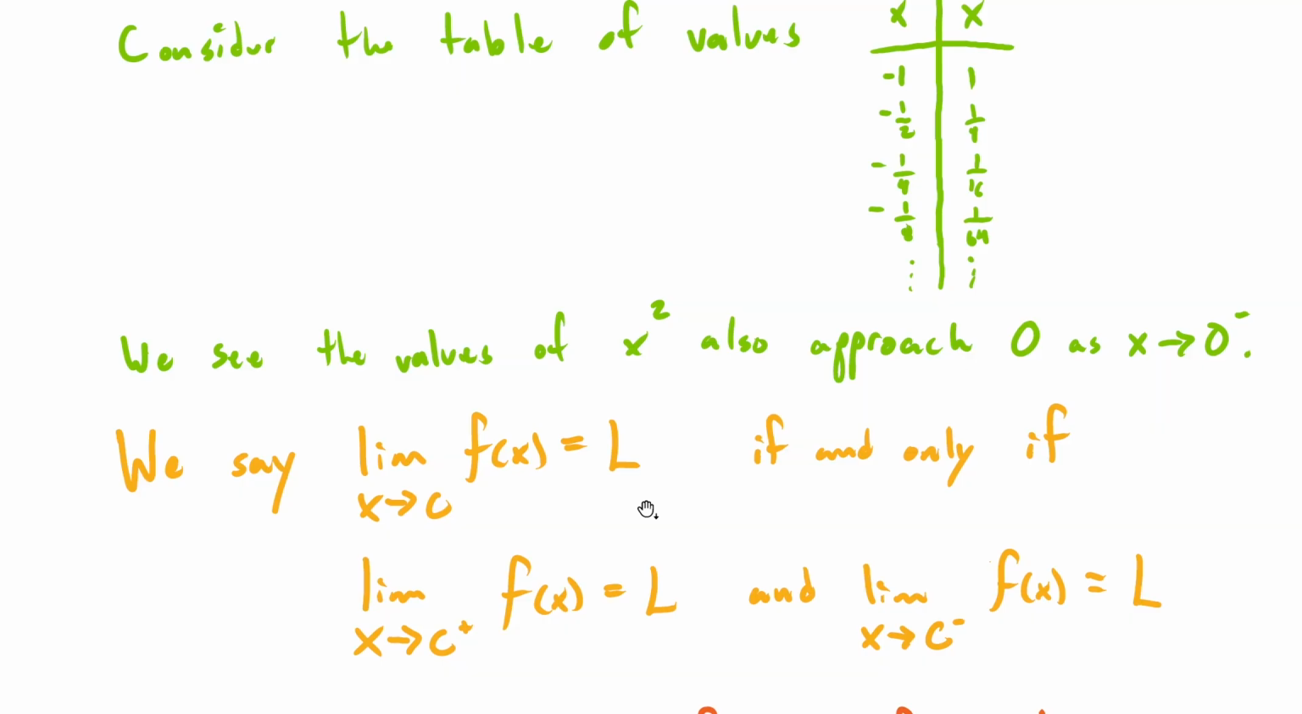If the limit of f of x is L as x approaches c, then the left and right limits must match. But usually we're thinking about things in the reverse direction. That is to say, when we want to check and see what a limit is, we check its right limit, is it L? We check its left limit, is it L? And then we know that f of x has the limit of L as x approaches c.